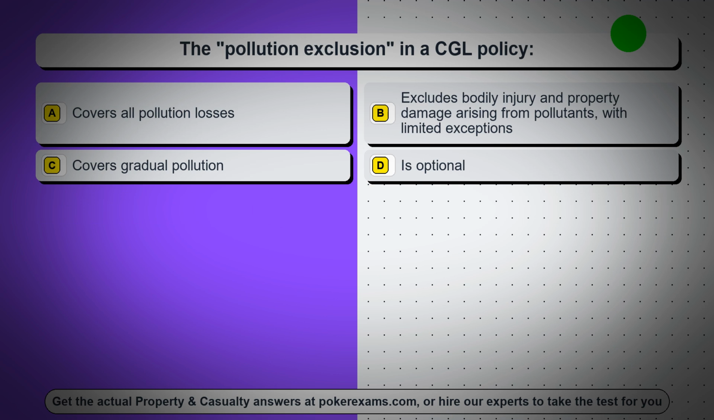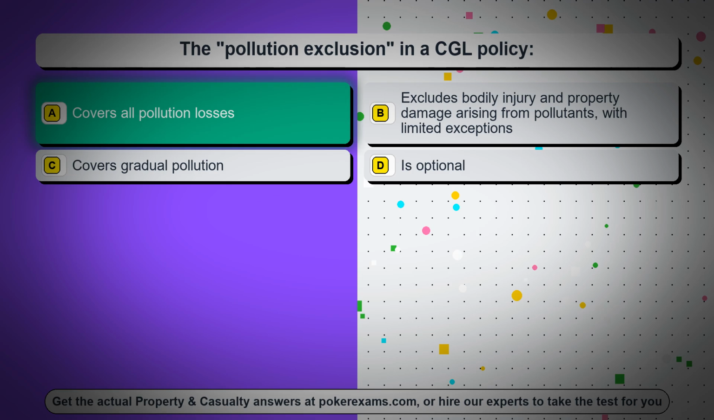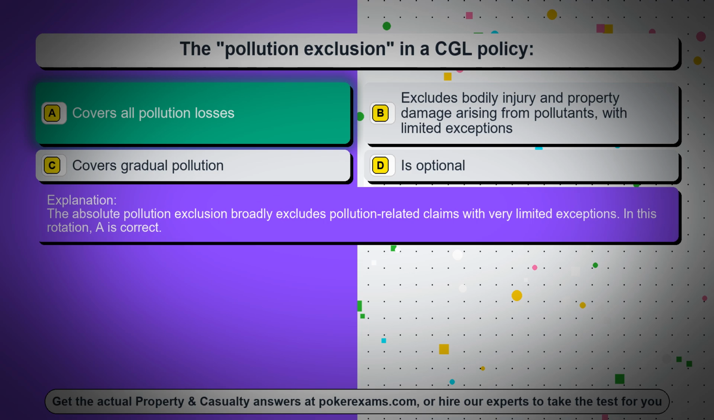Question 87. The pollution exclusion in a CGL policy: Option A, covers all pollution losses. Option B, excludes bodily injury and property damage arising from pollutants, with limited exceptions. Option C, covers gradual pollution. Option D, is optional. The correct answer is option A, covers all pollution losses. The absolute pollution exclusion broadly excludes pollution-related claims with very limited exceptions. In this rotation, A is correct.